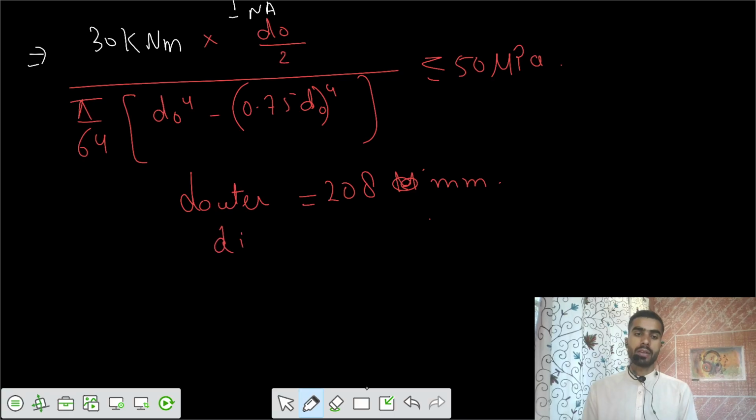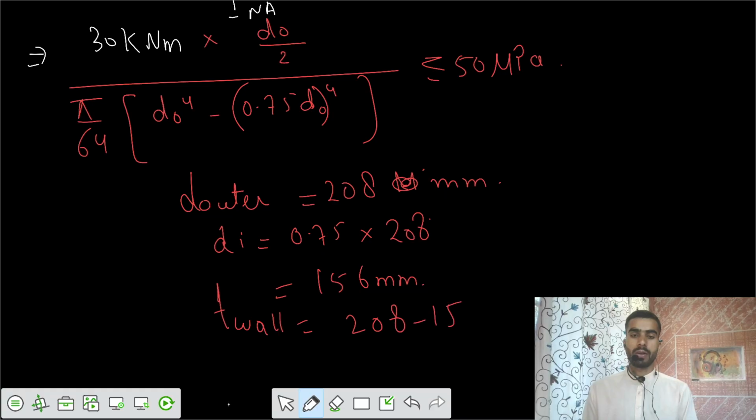Similarly, you can have the internal diameter also, or you can say the thickness of the wall also. So that is 0.75 of 208, that equals 156 mm. That means the thickness of wall would be equal to (208 minus 156) by 2.